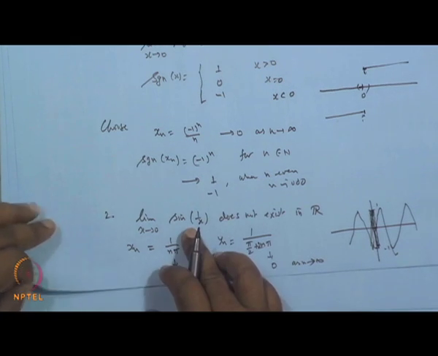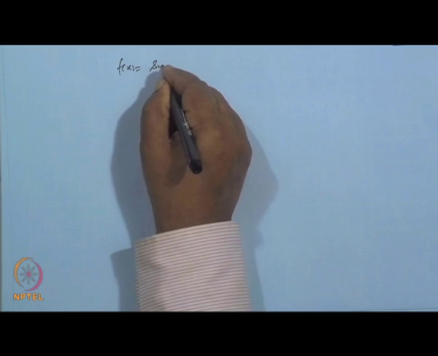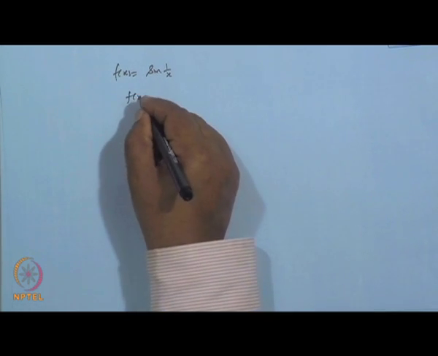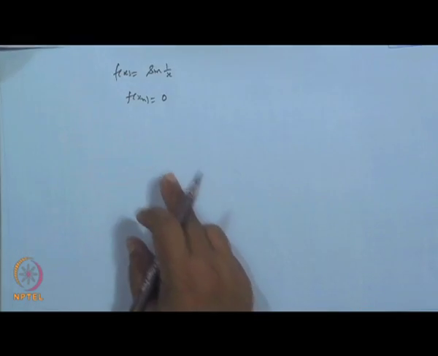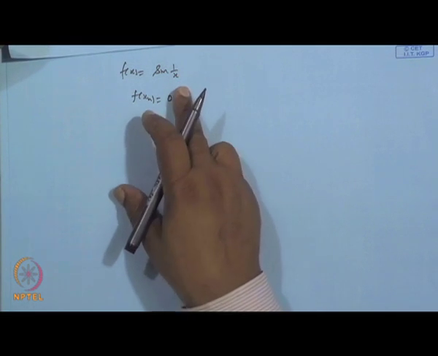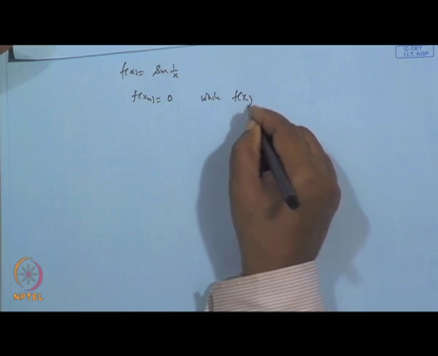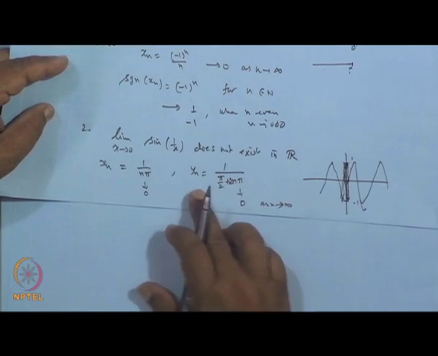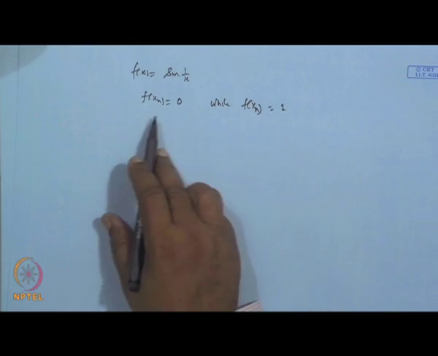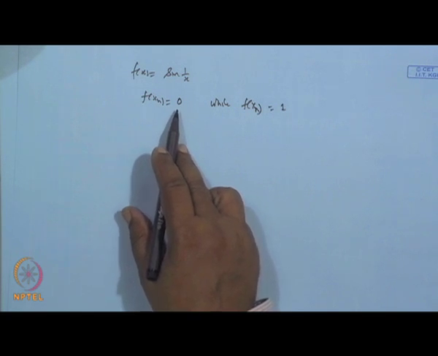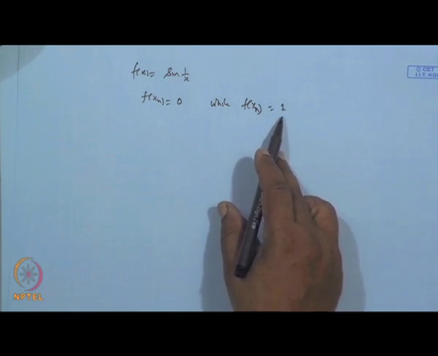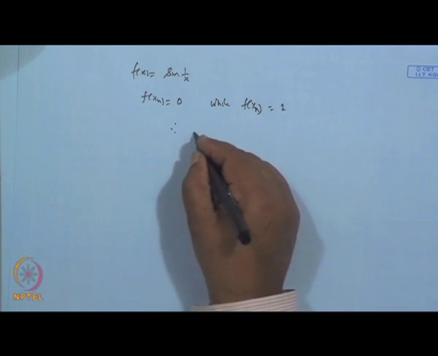Now, for this sequence, what is f of x_n? f of x is sin 1 by x. So f of x_n is 0, because when x_n is 1 upon n pi, the corresponding value is sine of n pi, and sine of an integral multiple of pi is 0. While f of y_n is sine of 2 n pi plus pi by 2, that is always sine pi by 2, so this will be 1. So along one sequence the limit is 0, and along another sequence the limit is 1. So it does not exist. Therefore, the limit of this does not exist.